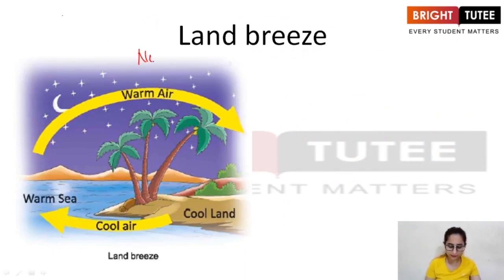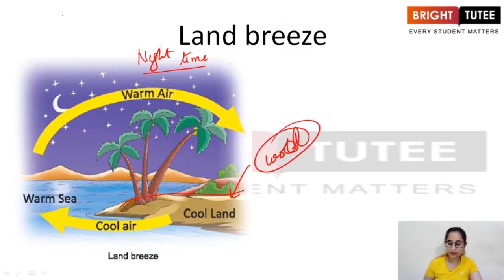Right? Now land breeze. This is just the opposite. Now it is night time. What happens is our land gets heated very fast and it cools down very fast as well. Now during night time the land becomes cool. It is now cold. But the sea is still warm. It does not lose its heat very fast.